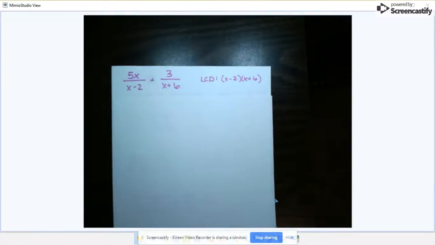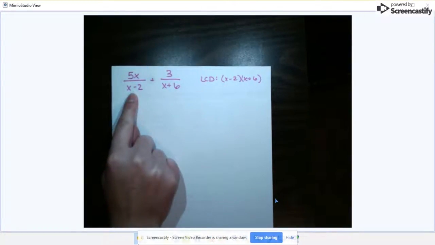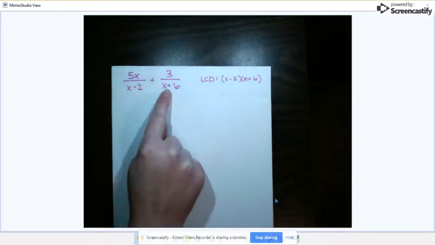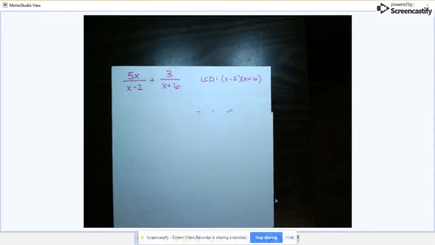Here's another one. 5x over x minus 2 plus 3 over x plus 6. This time our denominators have nothing in common. Therefore, both pieces are going to be our least common denominator. So we're going to have to multiply the left fraction by x plus 6 over x plus 6, and the second fraction by x minus 2 over x minus 2.